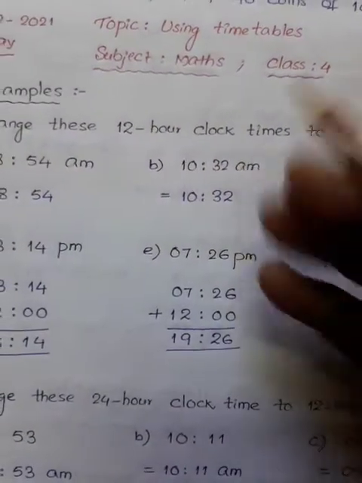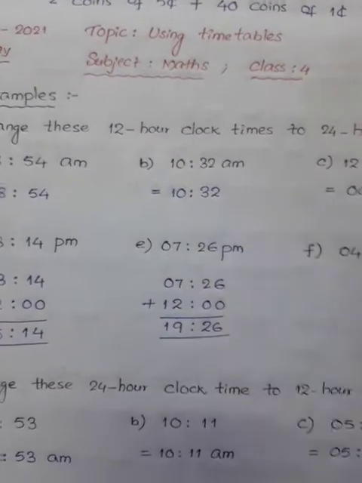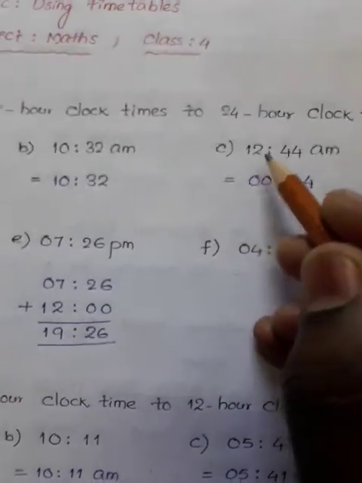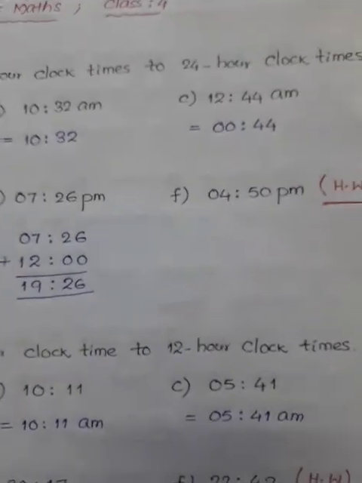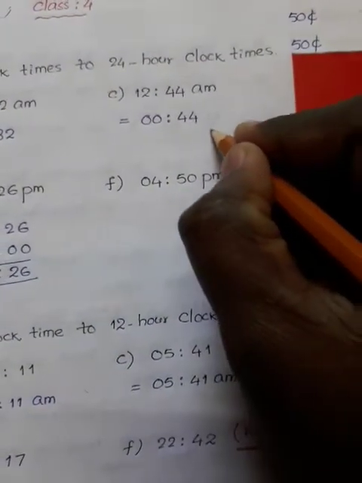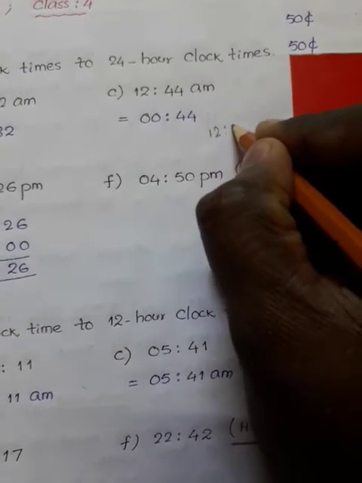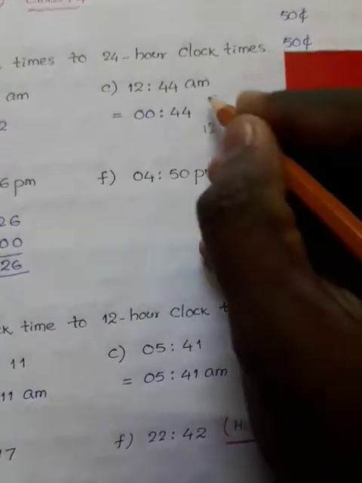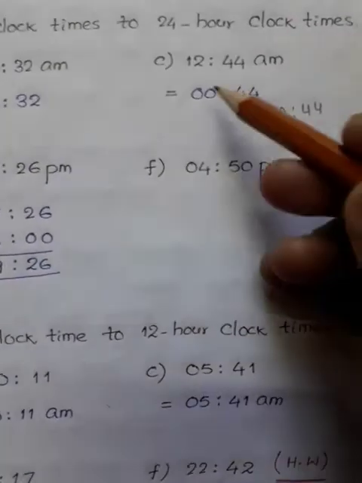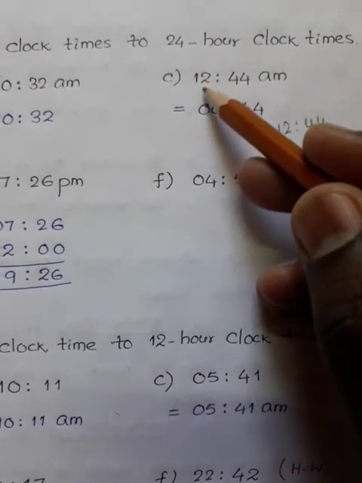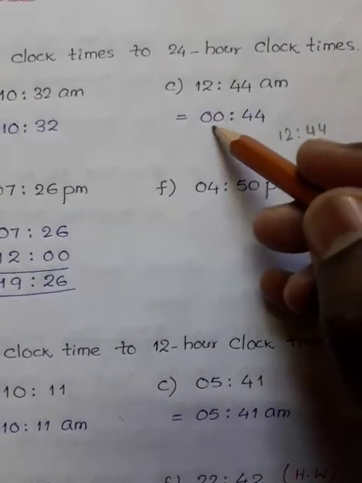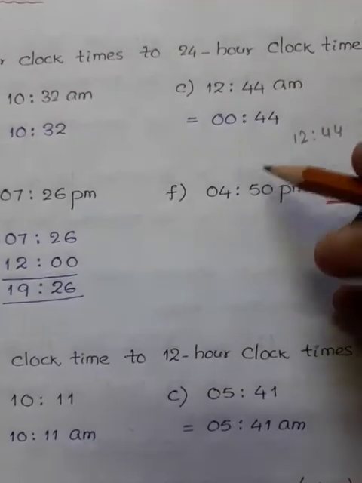Next is 10:32. Again it is first half, so write it as it is, 10:32. Now here 12:44 a.m. If I remove a.m., it is 12:44. That means it is midday, that means afternoon, right? But it is a.m., which means it is midnight. So whenever it is a.m. and the hour is 12, you should write 00 because the new day starts. That is only 00:44. Okay.